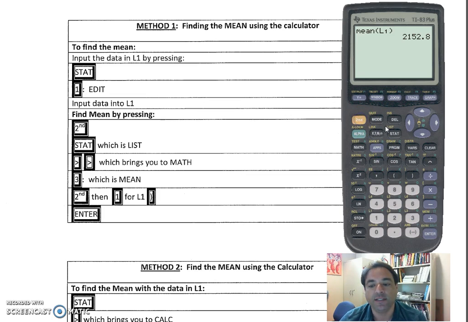Now, since we're already here, I'm going to go ahead and do the median as well. So second stat, over to math, but this time choose number 4 for median of list 1, second 1, close parenthesis. We can also find the median for Michael Jordan as well.